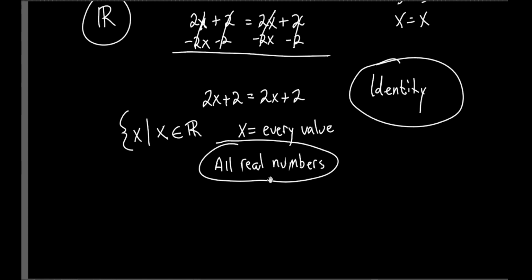If you see this on a quiz or a test, and the left side is exactly the same as the right side, you just say all the real numbers is our answer. Every number. Even if you just wrote every number, all right? Technically, it's all the real numbers because there are numbers that are not real numbers. We'll talk about that some other time. They're called imaginary numbers, but we're not going to deal with that right now.